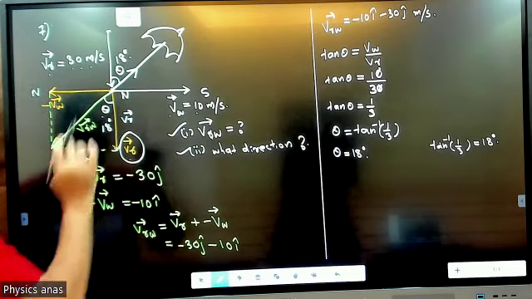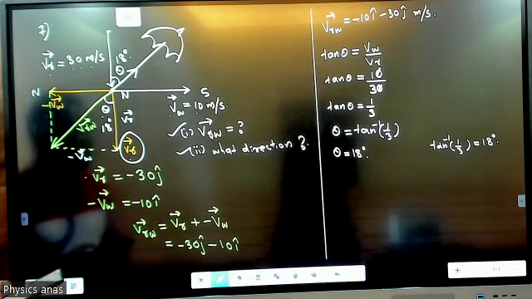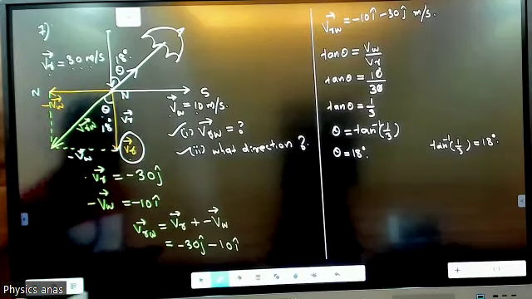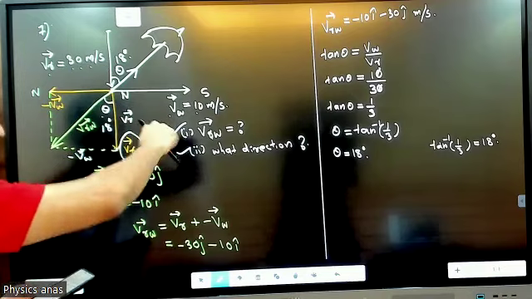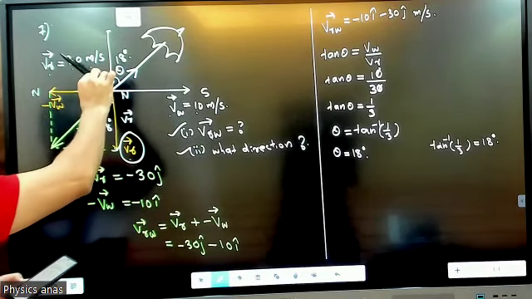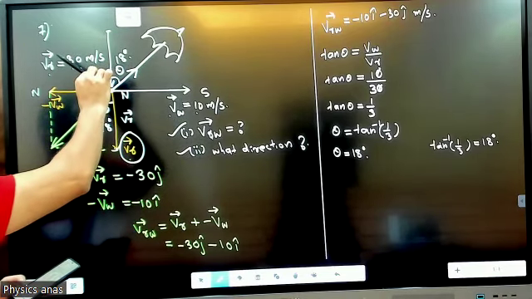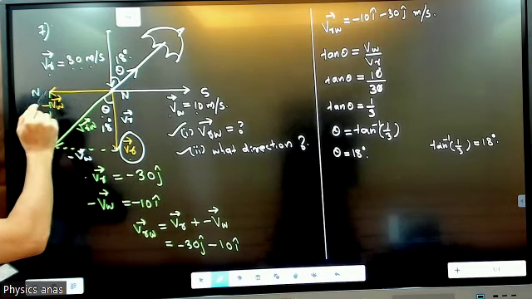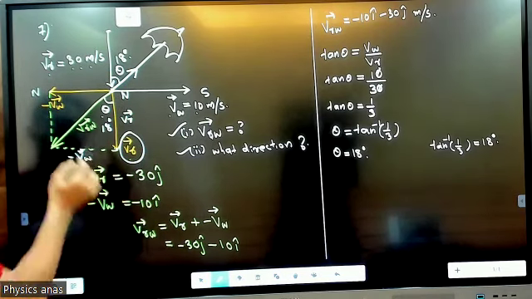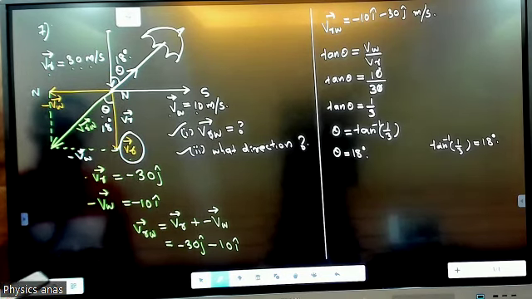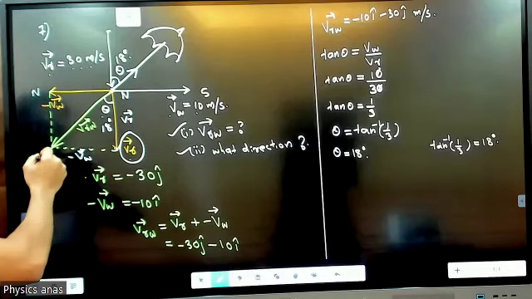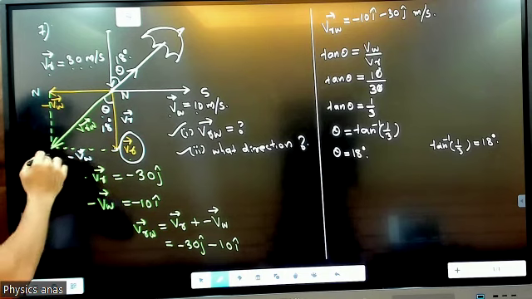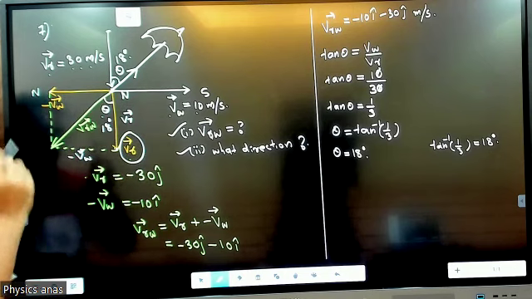This is the negative vector of VW. Why are we doing this? If you find the resultant like this, then the direction of the umbrella would be like this, and that is not correct. So you have to take the negative vector of VW, which will be minus VW like this. If you find the resultant, that will be like this. This is a parallelogram now, so you can find the resultant like this.